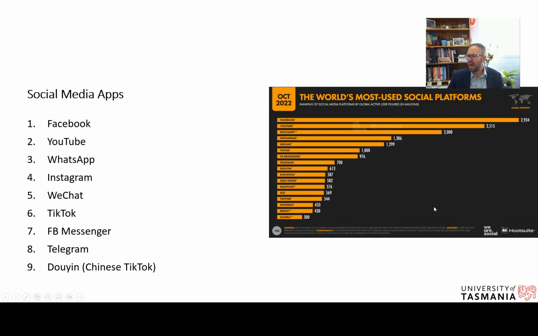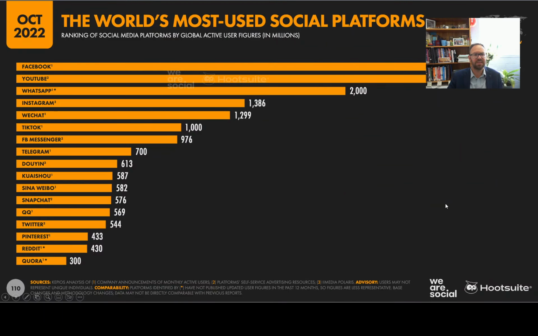And I've got an image here from Hootsuite, and this shows the world's most used social media platforms by global active users. Facebook is by far the biggest one, and then next is YouTube, and then WhatsApp is fairly big too, and then it sort of goes down to Instagram, WeChat, TikTok, Facebook Messenger, Telegram, and so on and so forth. So it gives us a bit of an idea of what we're dealing with.